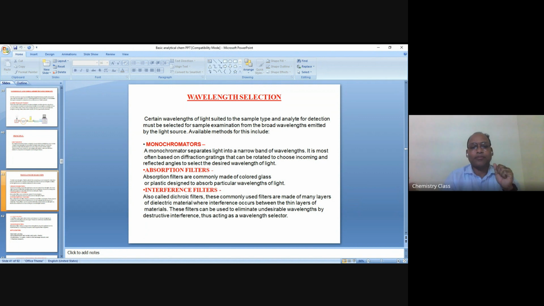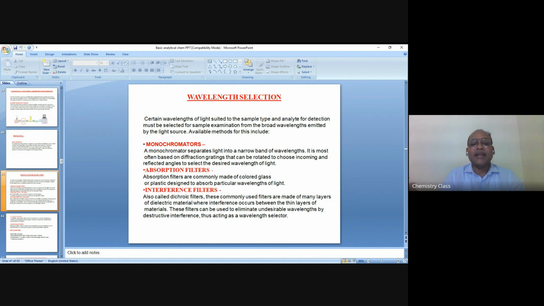Another method is absorption filters. Absorption filters are commonly made of colored glass or plastic designed to absorb particular wavelengths of light. This is another type of selector used for a particular wavelength of light, so that one particular wavelength is passed through. That is the way of this one.